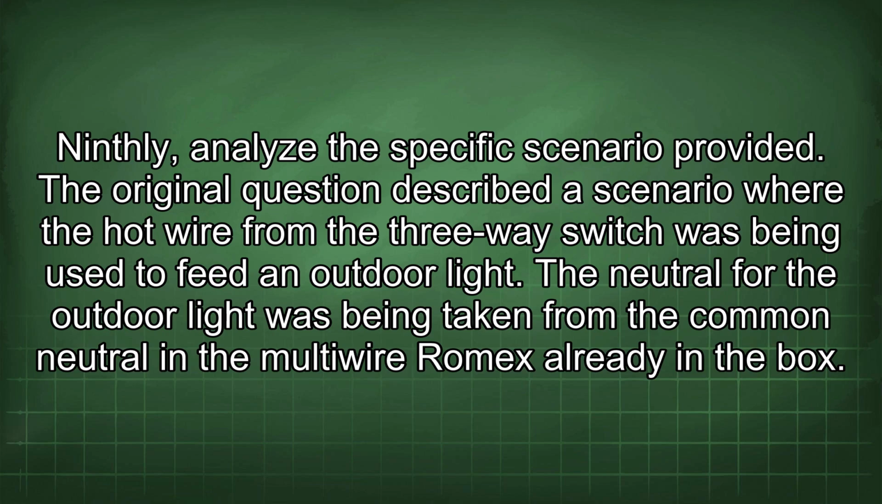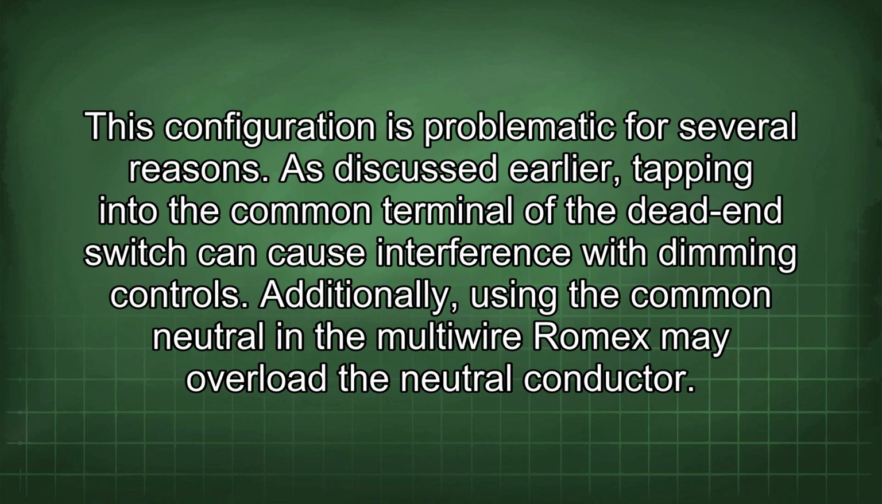The original question described a scenario where the hot wire from the three-way switch was being used to feed an outdoor light. The neutral for the outdoor light was being taken from the common neutral in the multi-wire branch circuit already in the box. This configuration is problematic for several reasons. As discussed earlier, tapping into the common terminal of the dead-end switch can cause interference with dimming controls. Additionally, using the common neutral in the multi-wire branch circuit may overload the neutral conductor.